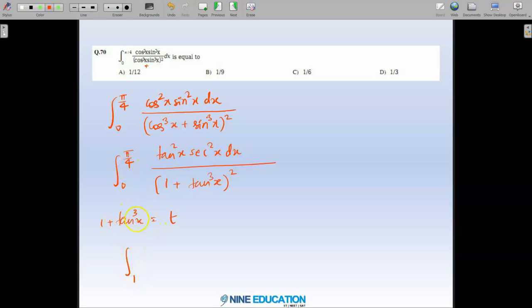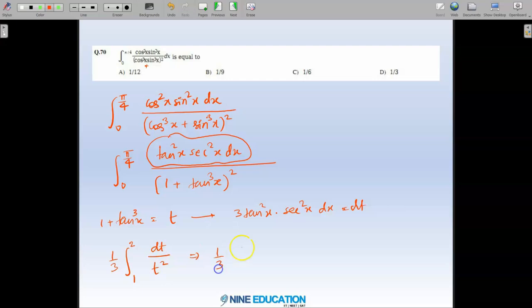At pi by 4, tan pi by 4 is 1, so this upper limit will be 2. Since we have substituted 1 plus tan cube x equal to t, after differentiation we can write 3 tan square x, the differentiation of this power, and then tan x differentiation will be secant square x dx is equal to dt. So if I write 1 by 3 here, then I can introduce a 3 in the numerator, and along with this tan square x secant square x dx, everything will become dt, and the denominator will become t square.